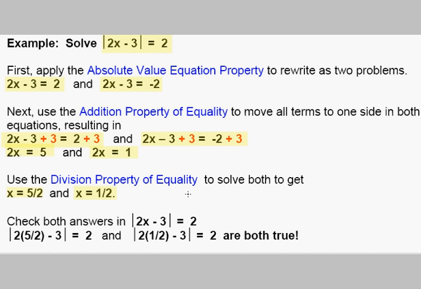And we have to check both answers in the original absolute value equation. When we plug 5 halves in, we take 2 times 5 halves, which is 5, minus 3, that equals 2. And when we take the absolute value of 2, we get 2. So that checks out. The other solution, x equal a half, we take 2 times a half is 1. Minus 3 is negative 2. When we take the absolute value of negative 2, it turns into positive 2. So that checks out as well. So both answers check out. Our solution is x equal 5 halves and x equal 1 half.